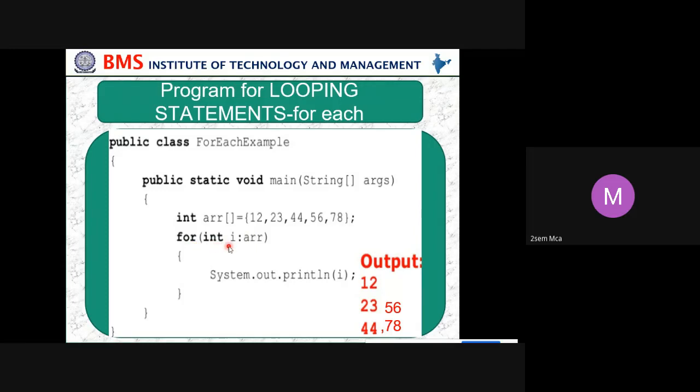So int i, we give a variable i with an integer data type, and it keeps going till the array is complete. And we want to display that: System.out.println(i). So what is there in i? That will be 12, 23, 44, 56, and 78. It will keep printing: 12, 23, 44, 56, and 78.